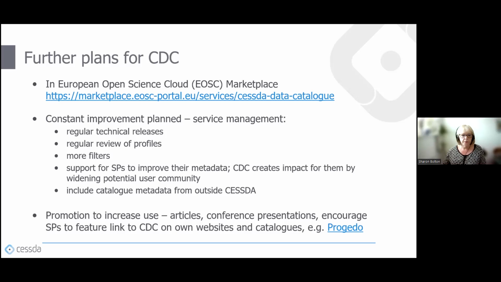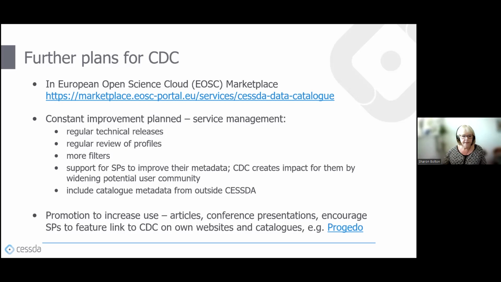We plan to add more filters in the future, maybe as we can add to the granularity of the data access filter, and also look at different elements where users may be able to search, perhaps by methodology elements and so on. And as I mentioned before, there's ongoing support for service providers to improve their metadata, because having their metadata in CDC creates impact for the individual organisations by widening their potential user community right across Europe and beyond. And depending on CESSDA's goals and future direction over the next few years, it is possible that we could include catalogue metadata from outside CESSDA in the CESSDA Data Catalogue as well. In fact, organisations that can provide a data endpoint that's currently compatible with the CESSDA Data Catalogue metadata model can be incorporated. So we hope that will be a real possibility.